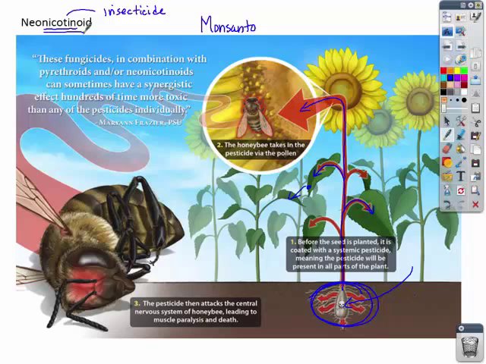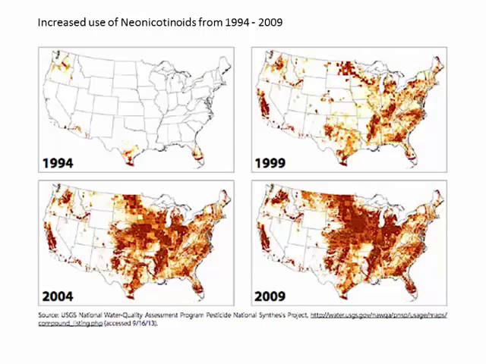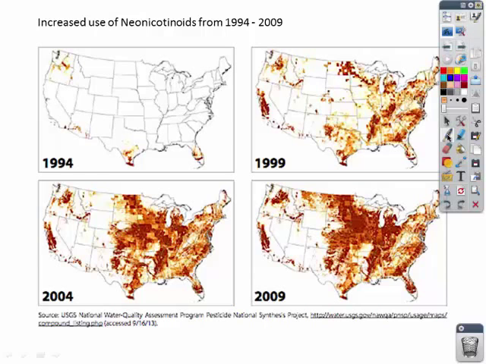This insecticide is being widely used today. Let's take a look at the map. From 1994 to 2009, what we see is not only an increased use, but look where it is: in America's heartland, where we're growing corn and soy. Oranges, California and Florida. Blueberries and cranberries. The peaches. We're seeing colony collapse disorder in these crucial areas where we're growing our food.